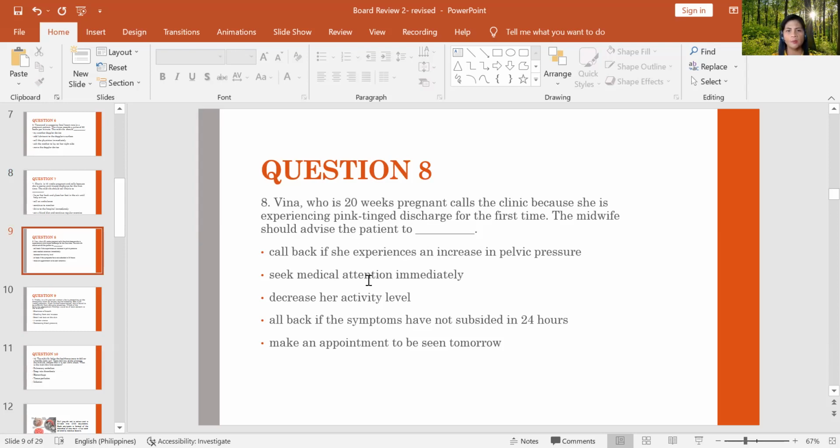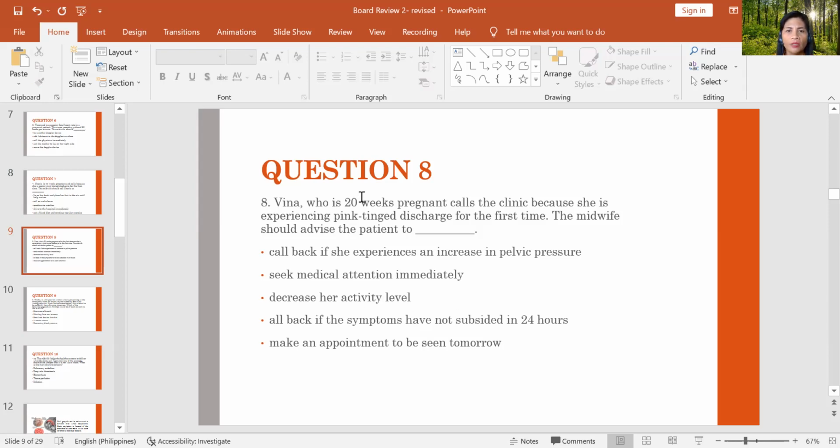Call back if she experiences an increase in pelvic pressure. Another one, seek medical attention immediately. Another one, decrease her activity level. Another one, call back if symptoms have not subsided in 24 hours, or make an appointment to be seen tomorrow. Okay, so what is the answer for this?